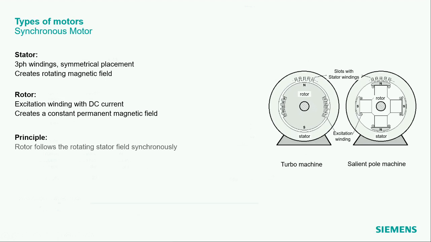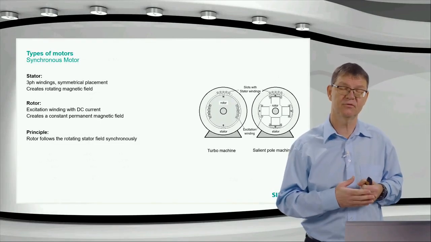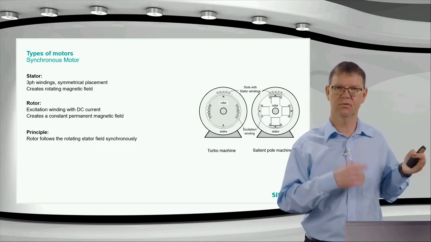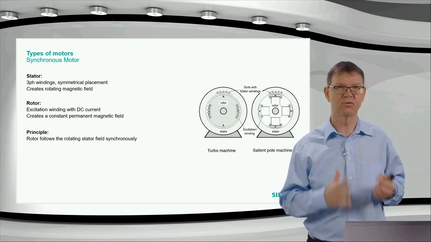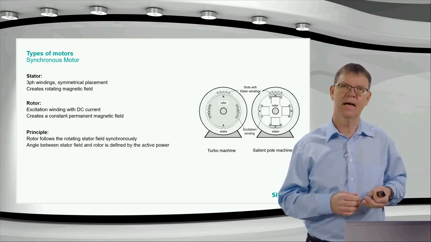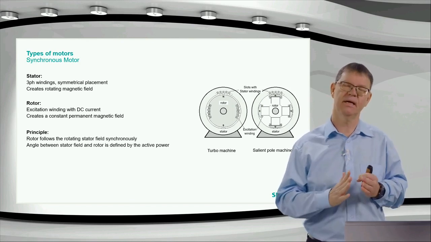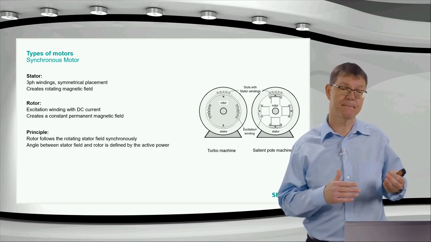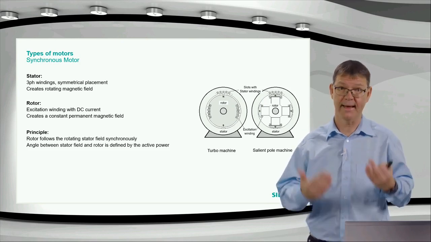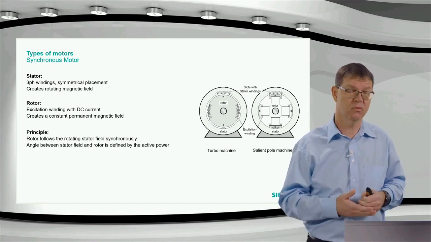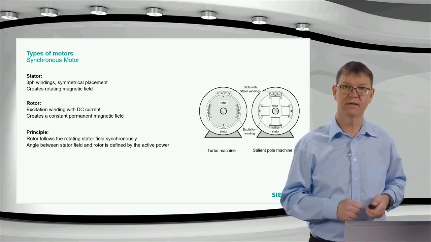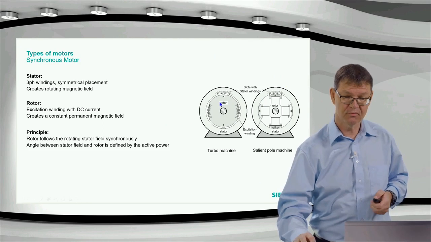And what is different is that the rotor follows the rotating magnetic field synchronously. So it's not that the field is faster than the rotor in that case, like with the induction motor, but it's synchronous. And yeah, there is an angle between the rotor and the magnetic field, the rotor angle. Depending on this rotor angle, this synchronous motor delivers more or less active power into the working machine. The bigger the angle is, the more power this motor can deliver.